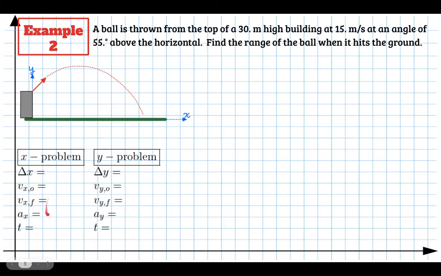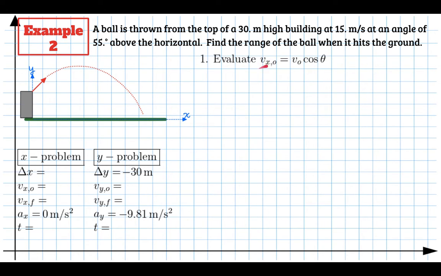We know that the acceleration in the x direction is 0. Delta y is the distance it goes in the y direction. It starts here, which is 30 meters high, and it ends here at 0. See my coordinate system? There's my x and y axis. So delta y is negative 30. It ends up 30 meters below where it started. Okay? We also know the acceleration of the y is negative 9.81.